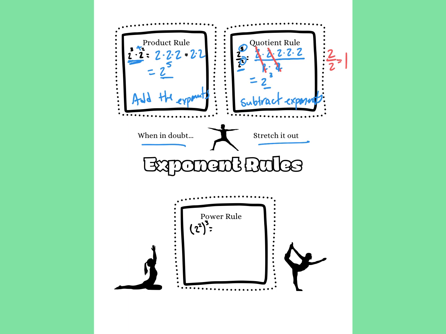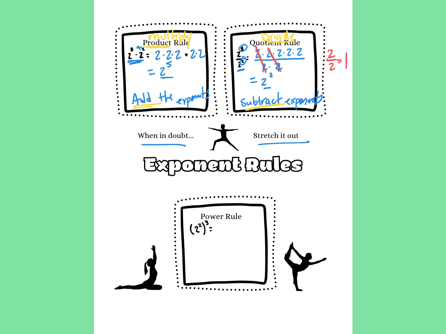So when we're doing the product rule, when we're multiplying, we're going to add the exponents. Quotient rule, that's when we're dividing. We're going to subtract. And one way to remember is multiplying makes something bigger, adding makes something bigger, dividing makes something smaller, subtracting makes something smaller. That might help remember that.